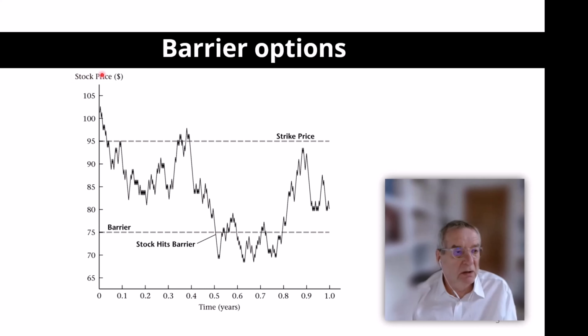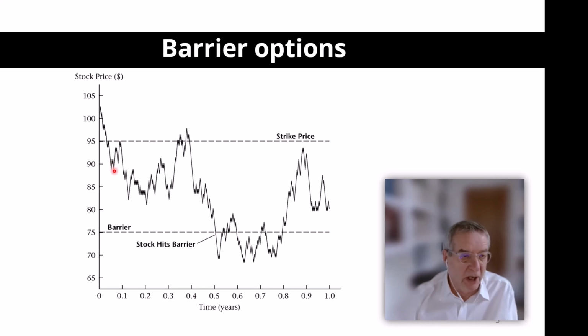We can see over here on the left axis, the vertical axis, we have a stock which is, let's say, at the beginning, based on the lifetime of this option. Over on the horizontal axis of 1 year, we can see that the spot price of the stock at the beginning is just a little above $100. The strike price has been set at $95 and the barrier is down at $75.